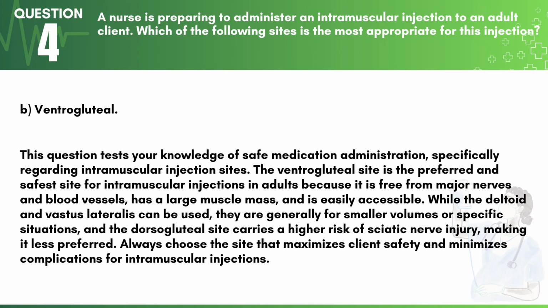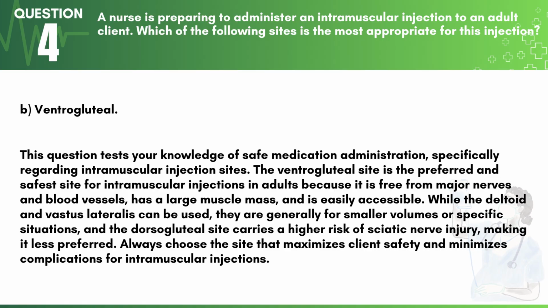Answer: B. Ventrogluteal. This question tests your knowledge of safe medication administration, specifically regarding intramuscular injection sites. The ventrogluteal site is the preferred and safest site for intramuscular injections in adults because it is free from major nerves and blood vessels, has a large muscle mass, and is easily accessible.